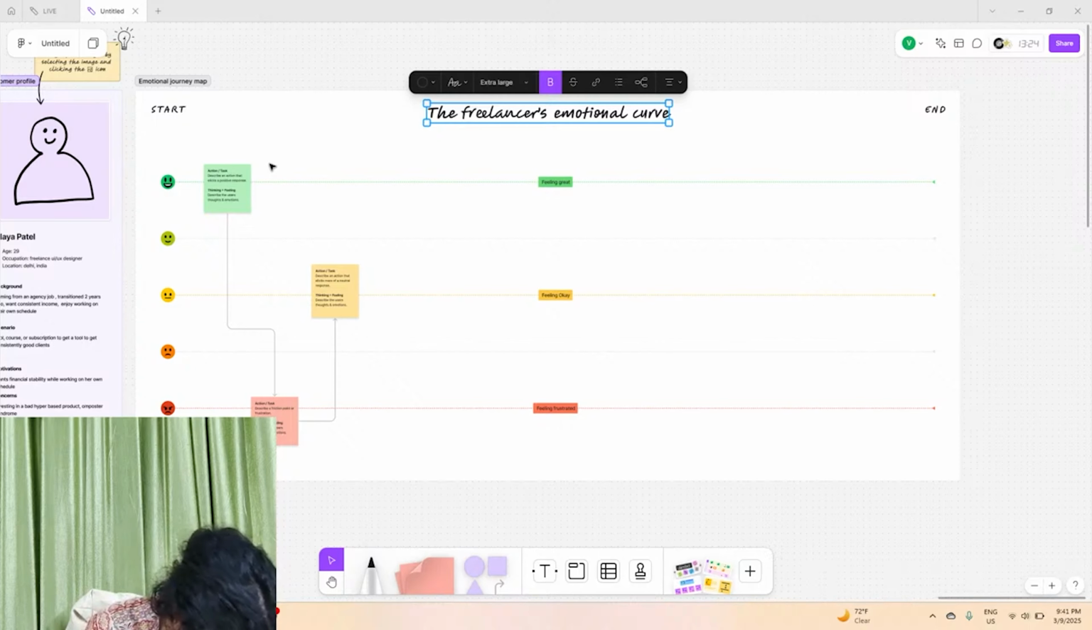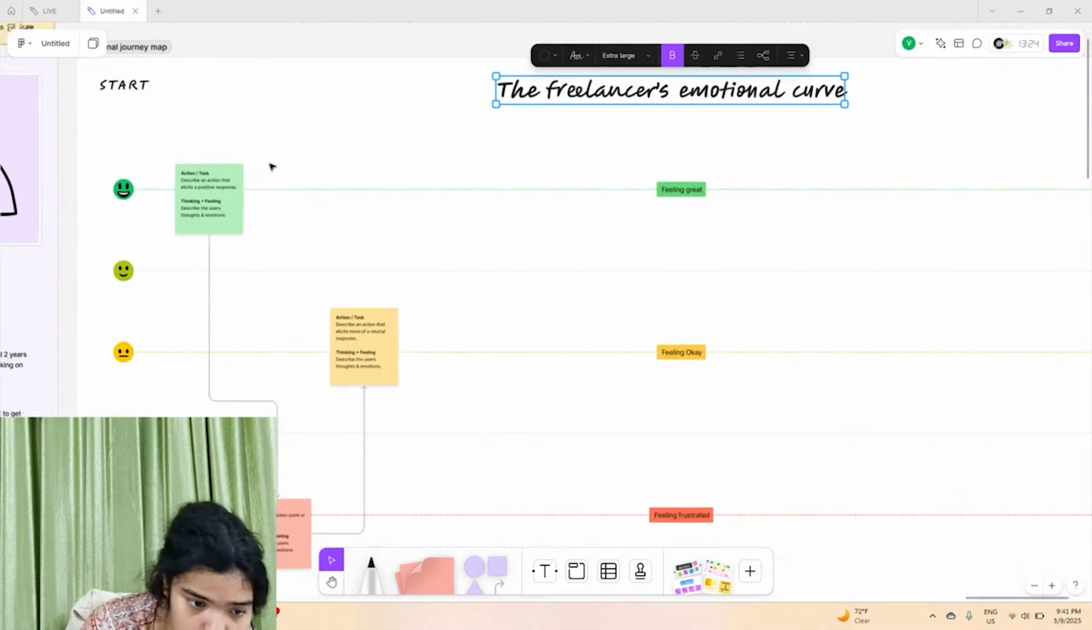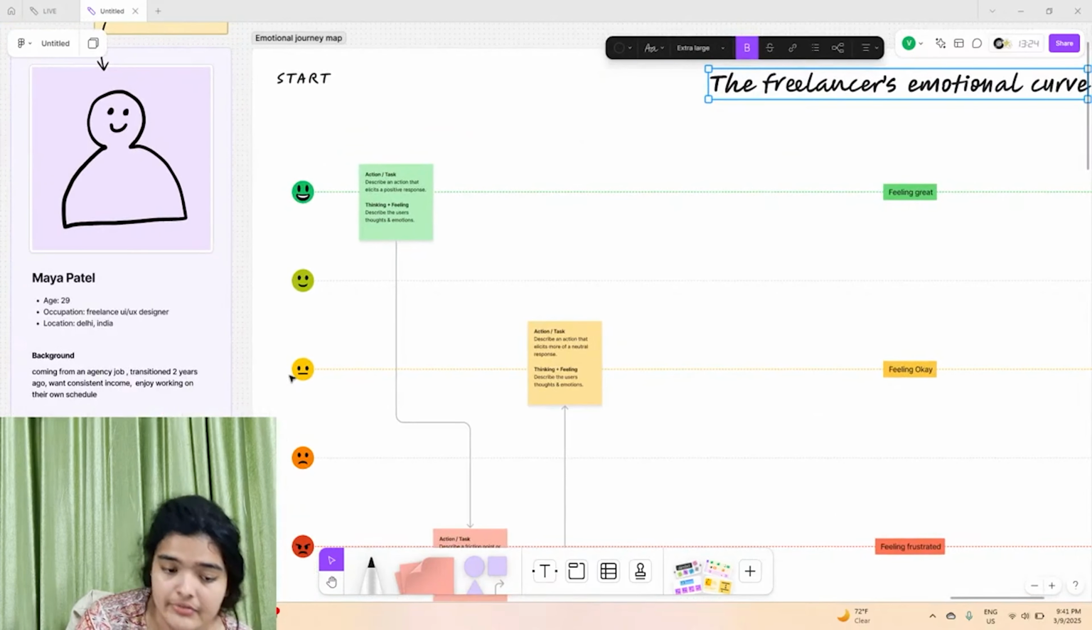So firstly, let's also talk about these numbers. This is 1, 2, 3, 4, 5. This is very, very happy, this is very, very sad, and everything else is in the middle. So let's talk about the action and task first. This is where the user starts at. The action or task that elicits a positive response. So what is the action or task that the user is doing?